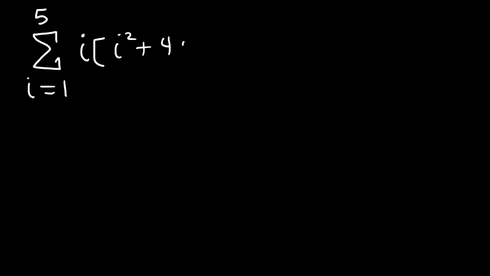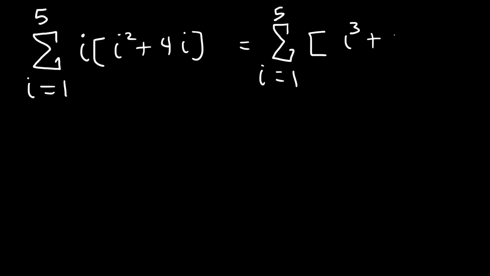Now let's work on a few practice examples. So let's say we have the sum of i times i squared plus 4i. Go ahead and try this. Now the first thing I recommend doing is to distribute the i to i squared plus 4i. So this is going to be i to the third power, and then i times 4i, that's 4i squared.